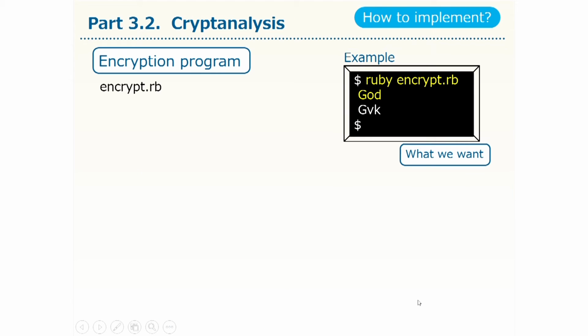Let's consider a program that creates an actual ciphertext. Let us call this program encrypt.rb here. This is a program that the sender A would use. What we want for this program is, for example, like this. When running the program, it waits for us to input a plaintext. For example, if we type GOD and press the return key, then it encrypts this given plaintext and yields the ciphertext GVK. Here, the parameter k for the number of shifts is kept secret within the program.